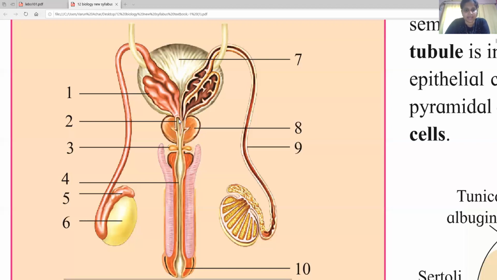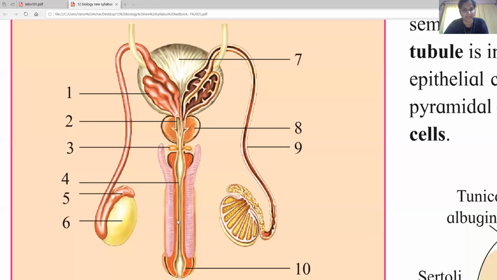Okay, then they go through this urethra. Now this urethra has come directly from your urinary bladder. So number 7, what you have over here is a urinary bladder, which we already know. Here our urine will be stored. Okay, so this is urinary bladder and it gives out urethra, which passes through an organ which is called as penis.